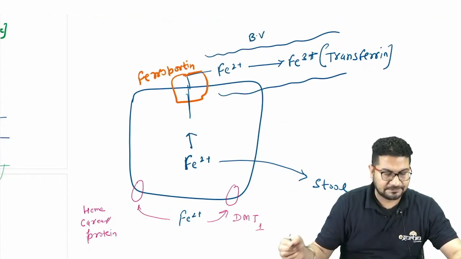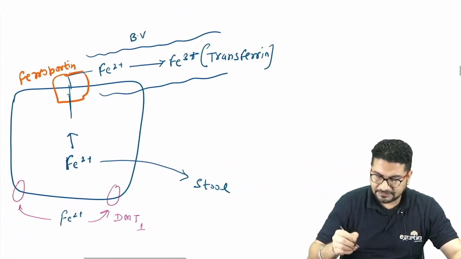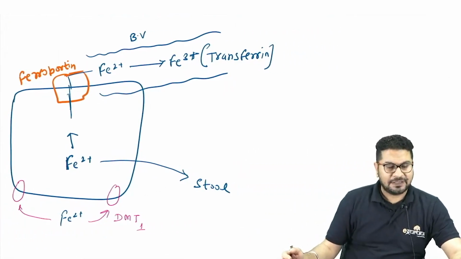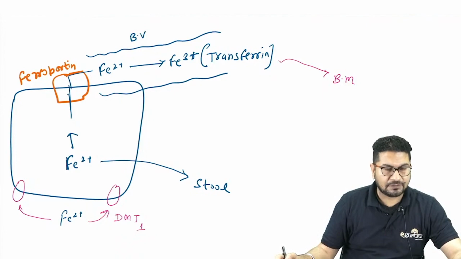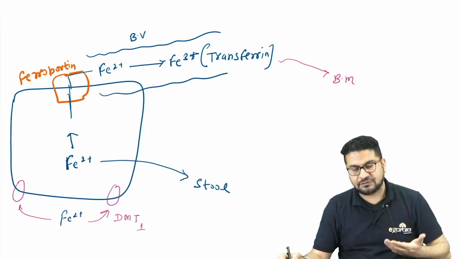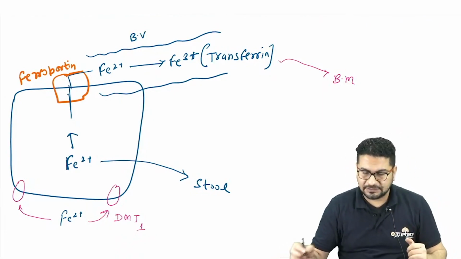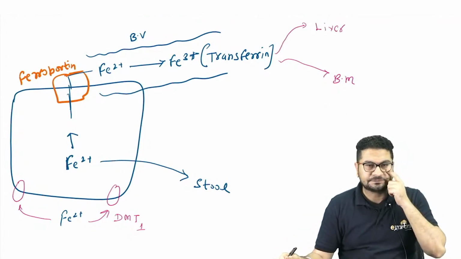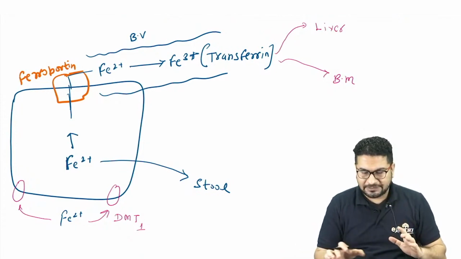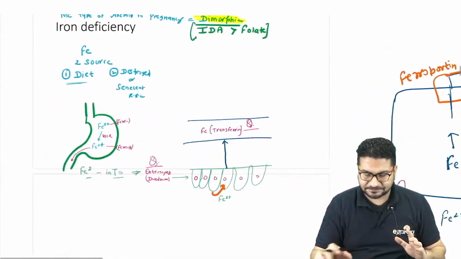In the blood vessel. Now understand this, from this blood, the iron can go into bone marrow, either for storage or to synthesize some new cells, or it is going to the liver. Clear? So let's see this once again.